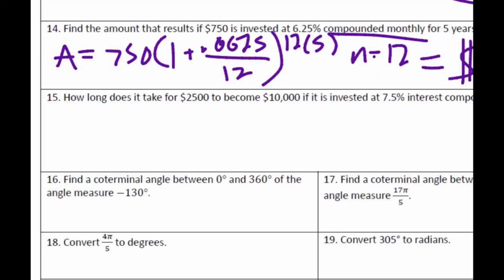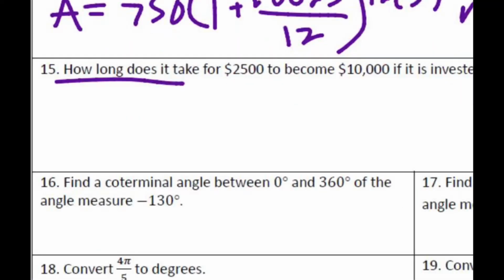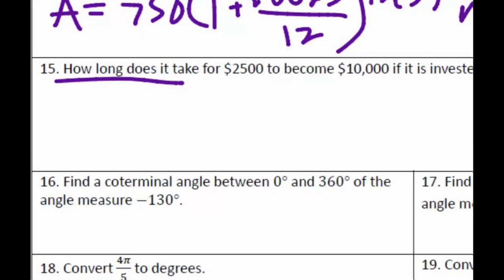I rounded 0.29 up to 0.3. This one's saying how long. That indicates solving for time, which means we're going to have to use log in here. It's wanting to know how long it takes for 2,500 to become 10,000.